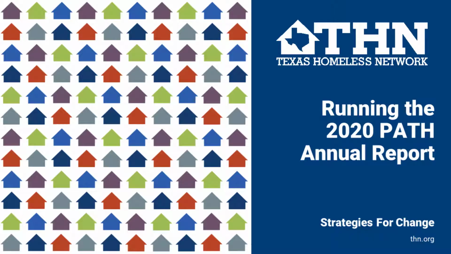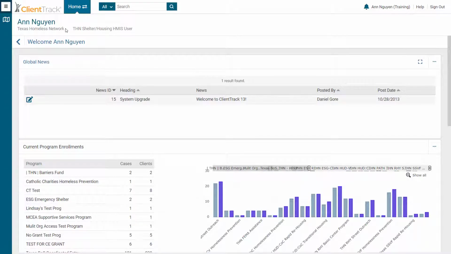In this video, we are going to cover how to run the 2020 PATH Annual Report. Refer to the companion video to this one to see how to export this report for the PATH Data Exchange submission. First, you will have to switch to the report's workspace.